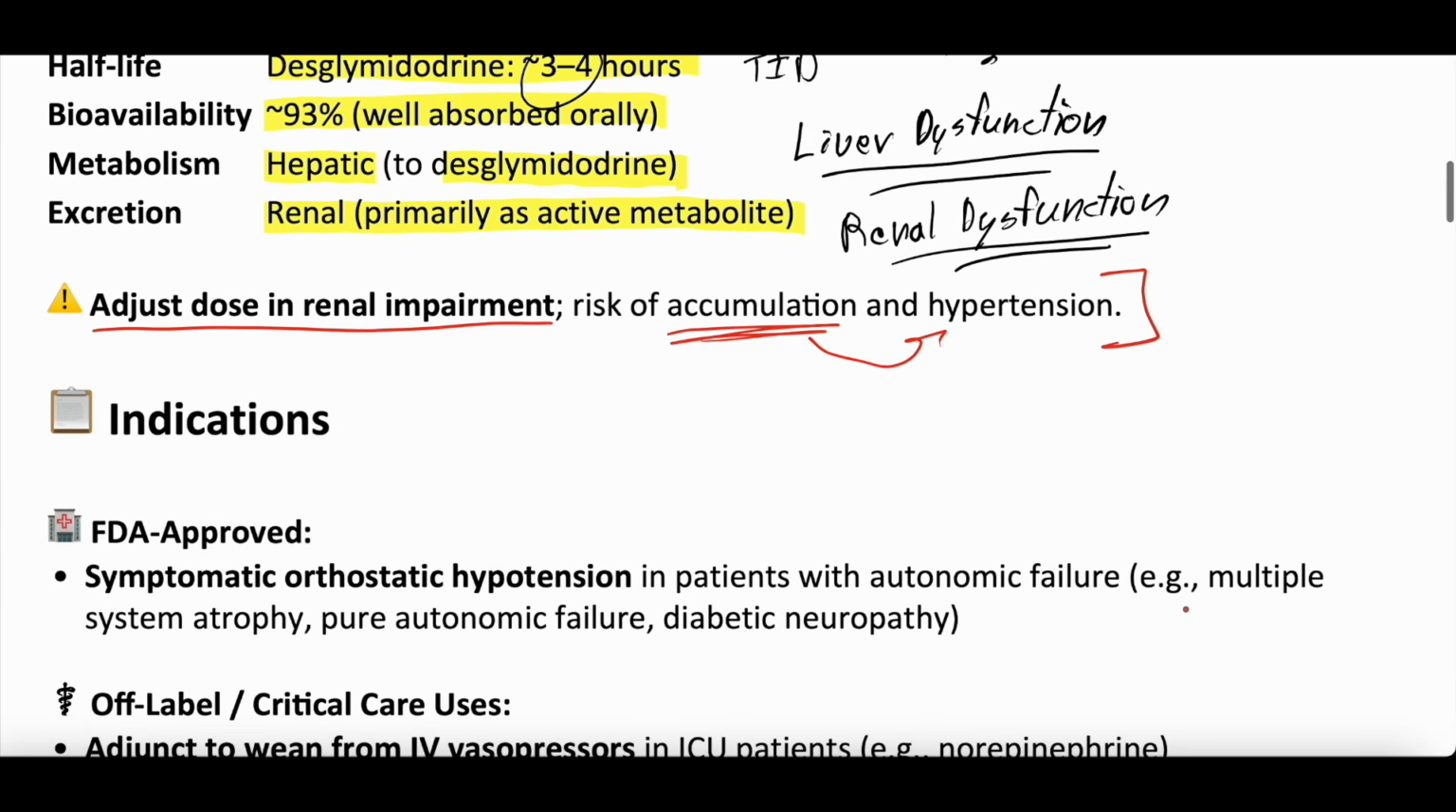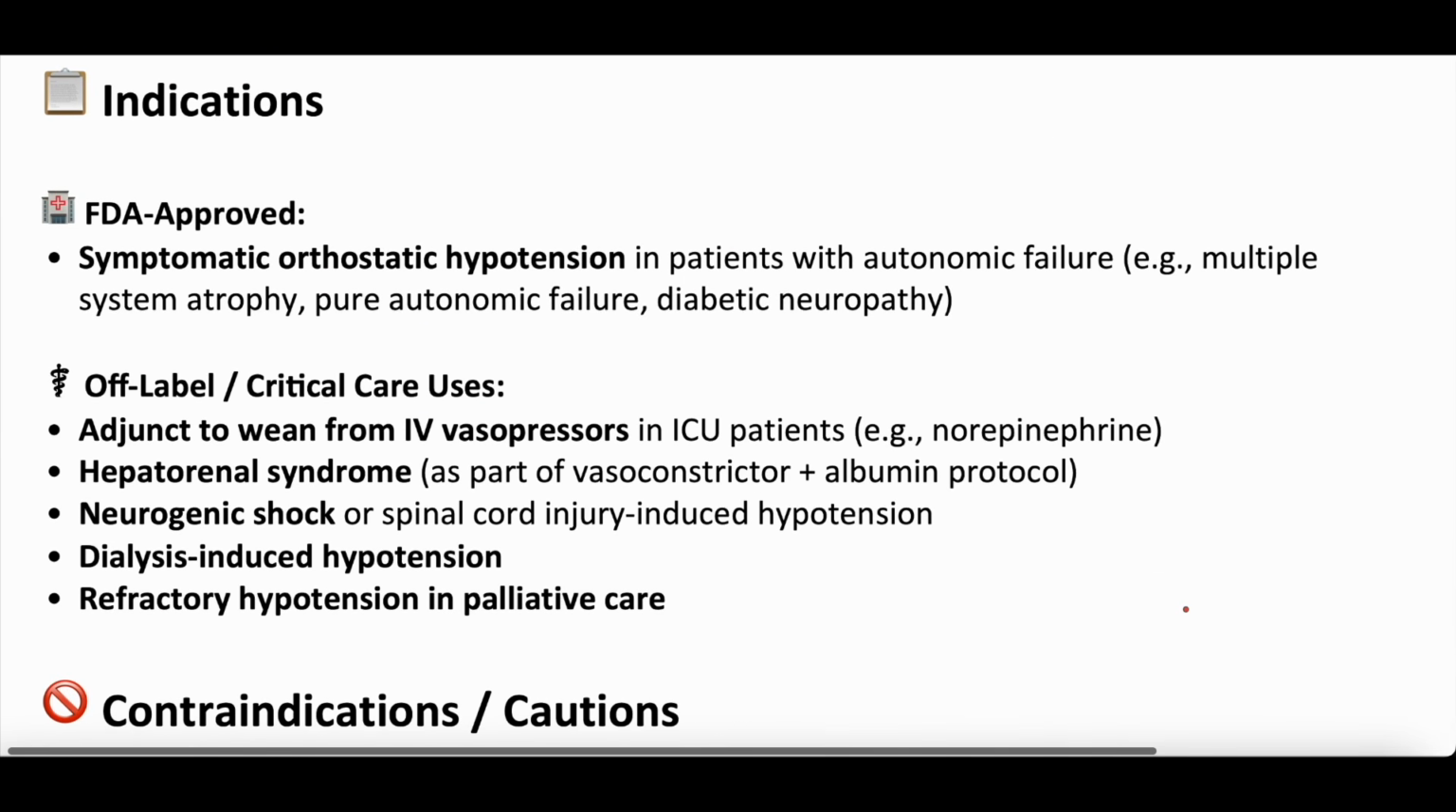So the indications. The FDA-approved indication, which is not what this episode is about, is for symptomatic orthostatic hypotension. And this is in patients who have autonomic failure. Sometimes you can get atrophy of your neurologic system, or there are other things like diabetic neuropathy that can cause autonomic failure. We're not going to talk much about it here, but some people at home are on midodrine.